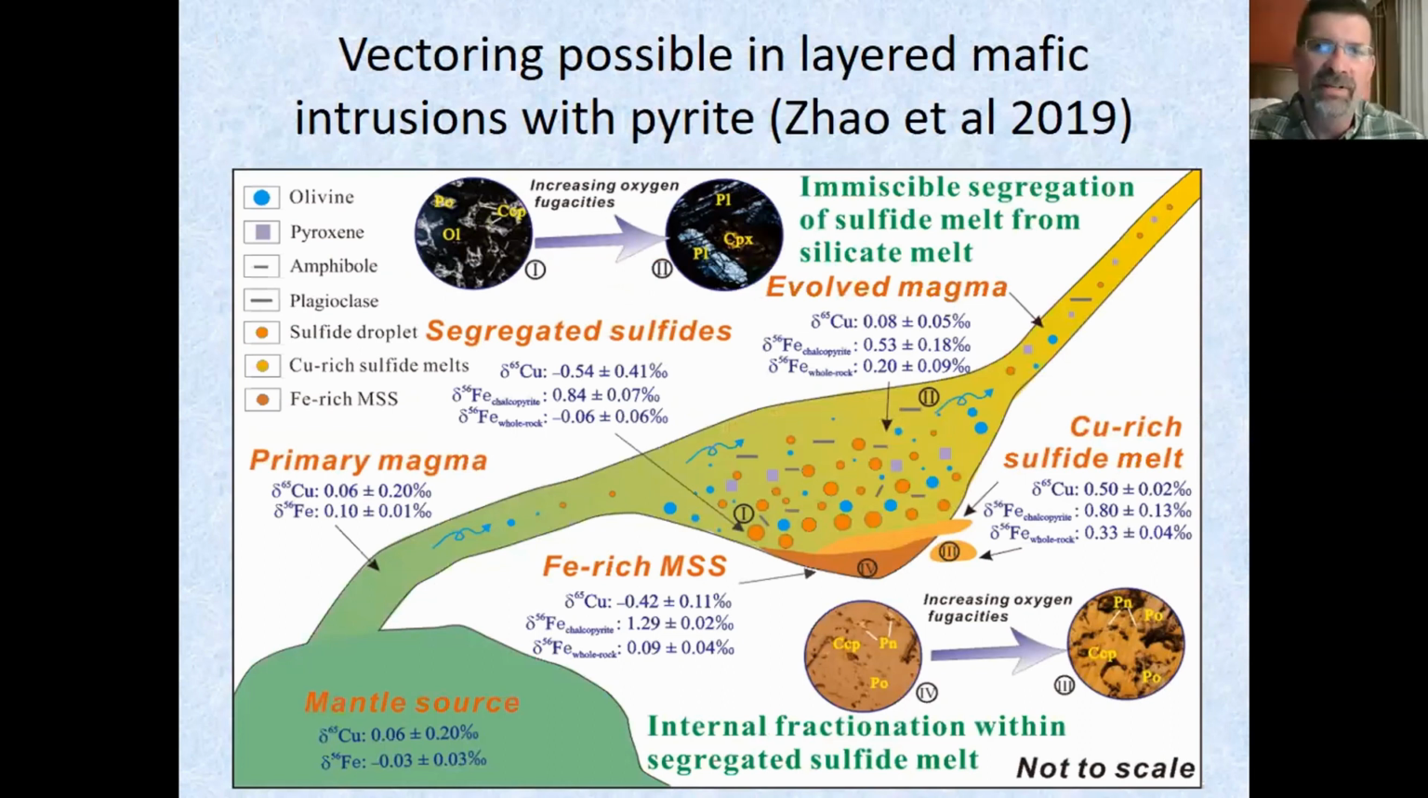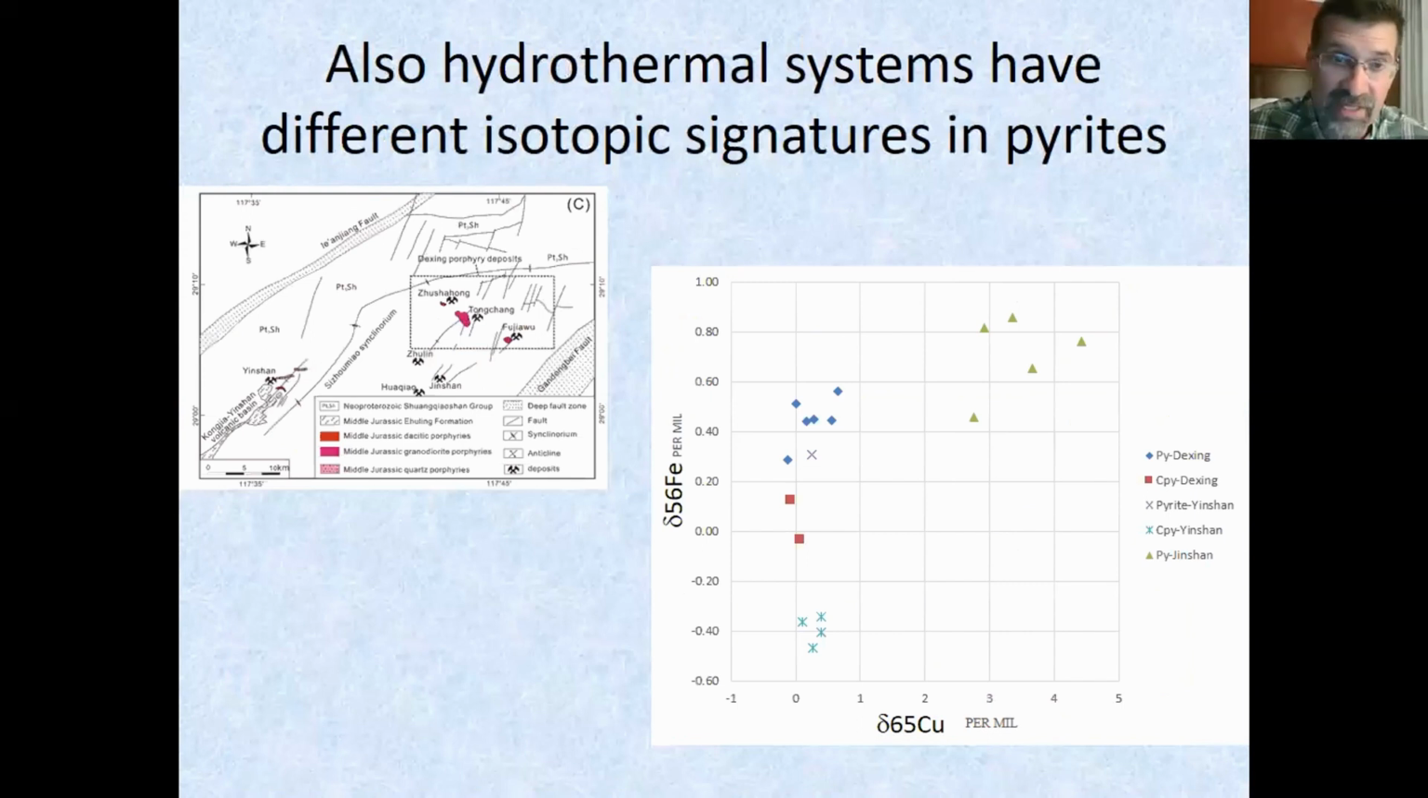And so we'll skip over here to pyrites in layered mafic intrusions. Yun Zhao and I had done some work on layered mafic intrusions in China. And we did find a vectorable pattern within both the chalcopyrite and the pyrite using iron and copper. So that's kind of interesting, just to give you an idea of the vector. Here the values more proximal to the ore were light, and then as you get farther and farther away, the values increase. And that's what this is showing in a very complicated way.